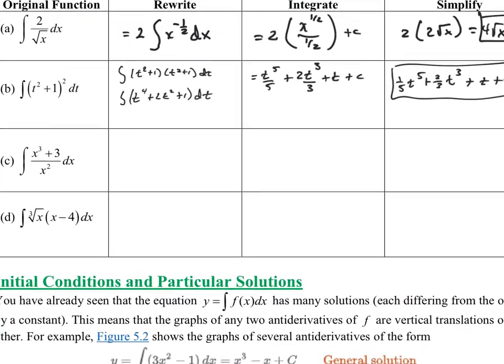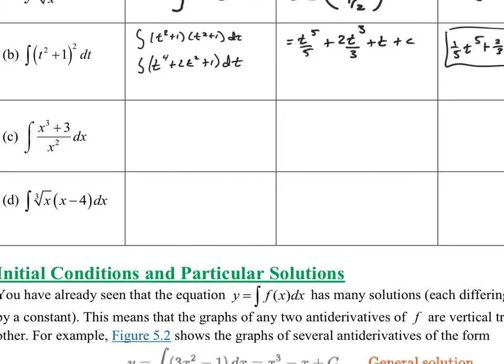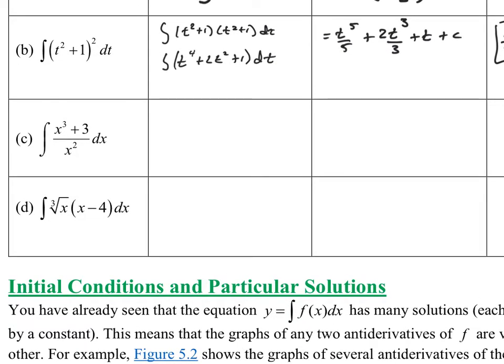How about something like c, where it's x cubed plus 3 all over x squared? Well, couldn't I just separate that? Couldn't I look at this because it's only a single term on bottom? Anytime it's a single term on bottom, I want to think about separating it. So it'd be x cubed over x squared plus 3 over x squared. Well, isn't that the same thing as the integral of x cubed over x squared is x, plus this would be looked at as 3x to the negative 2. And I'd be integrating that with respect to x.